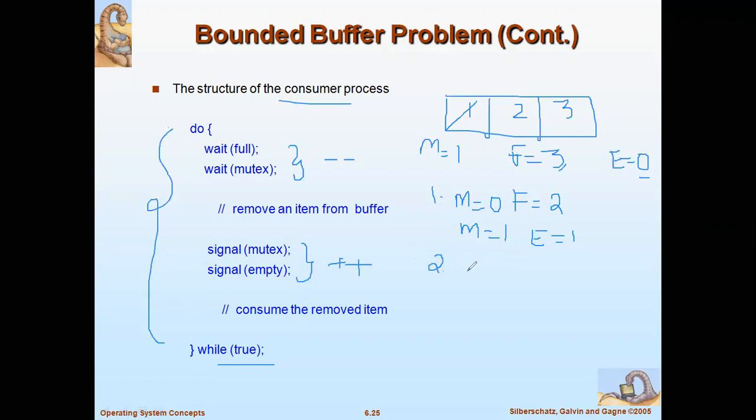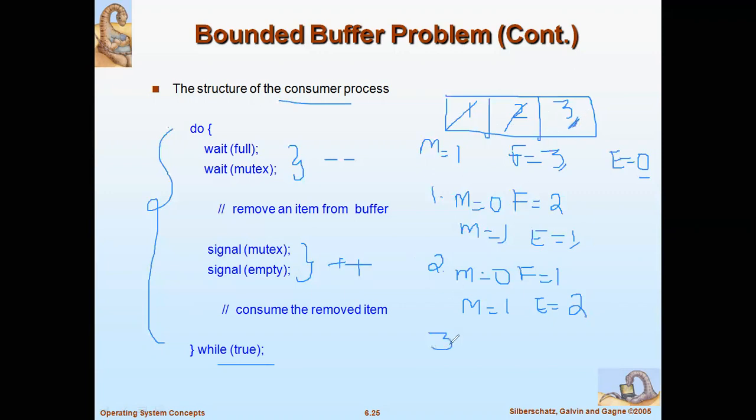What about item 2? When item 2 has to be consumed, the consumer will decrement the value of full to 1, and mutex will be reduced from 1 to 0. Now this item 2 is also consumed, so full is only 1. It has only one item, that is item 3. After it consumes, mutex is incremented from 0 to 1. And e will be incremented from 1 to 2. So as you can see here, we have 2 empty places and only one item in the buffer.